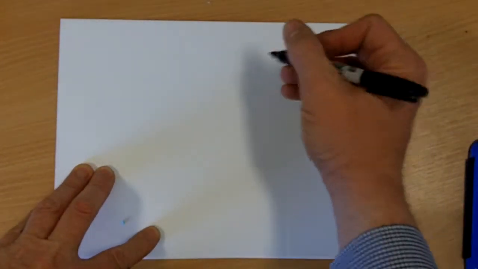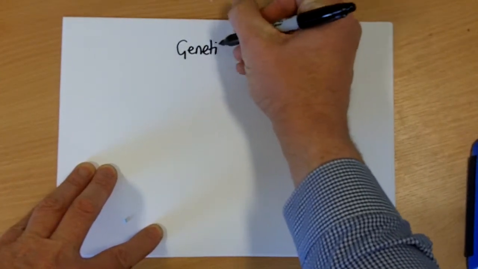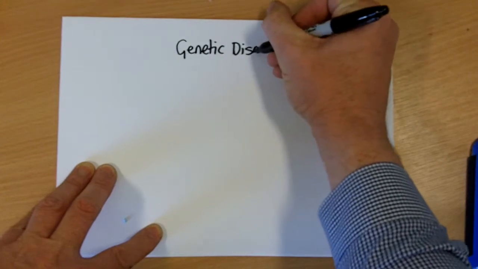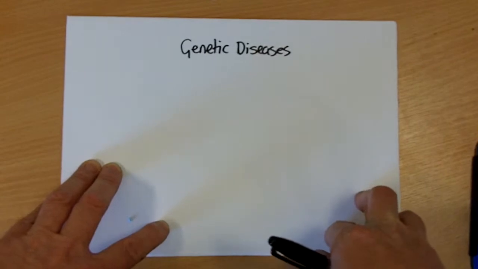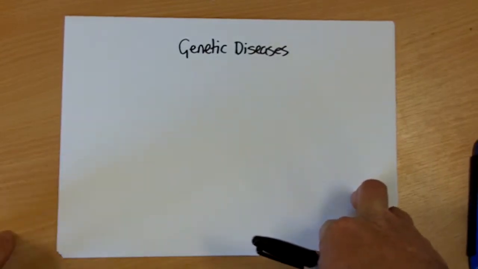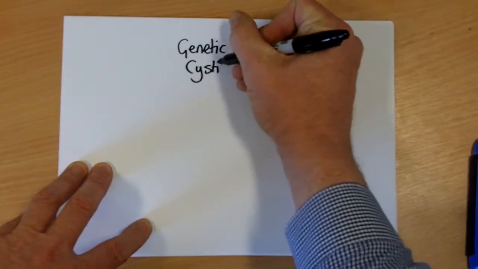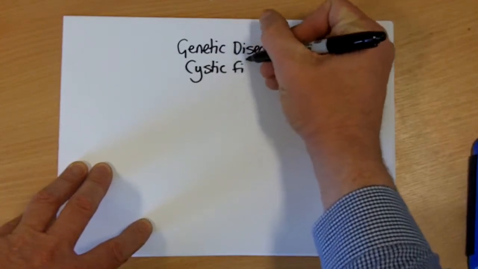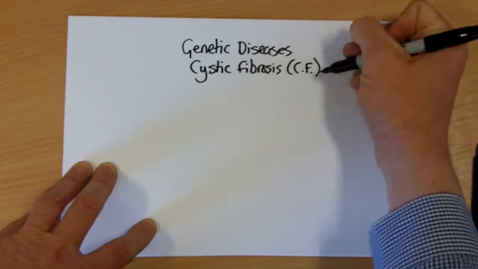This is the third video for OCR B1, You and Your Genes, and we're looking at genetic diseases. There are two genetic diseases or disorders that we're going to look at. The first one is cystic fibrosis, and the one on the next video is Huntington's disease. So let's have a look at cystic fibrosis, often shortened to just CF.